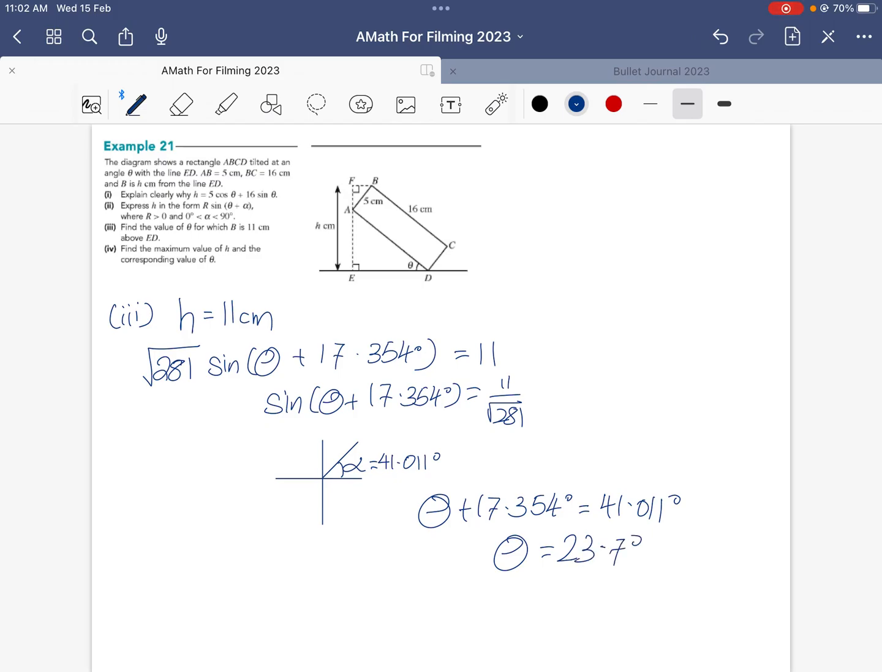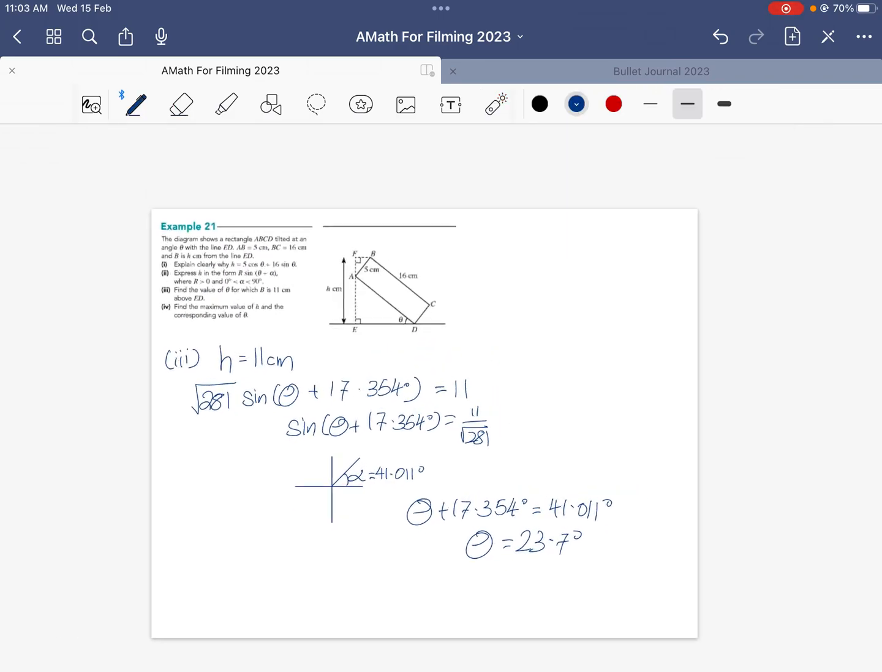You may ask, Mr. Sim, how come you never solve for the second quadrant? Sine is positive, it should occur in first quadrant and second quadrant. But question says it's between 0 and 90 degrees, so I ignored the solution from the second quadrant itself.